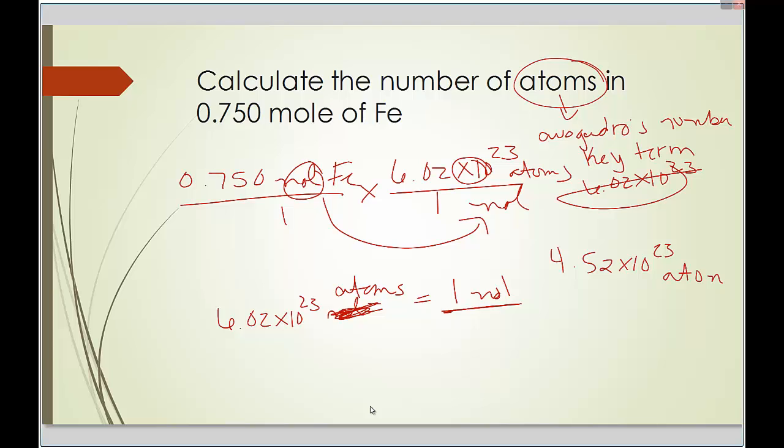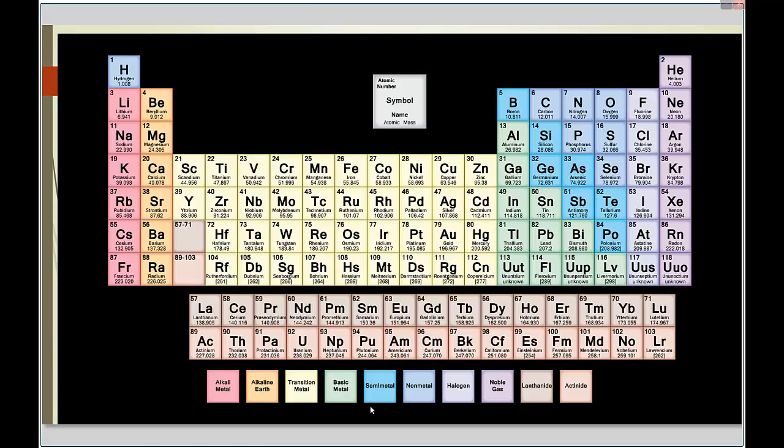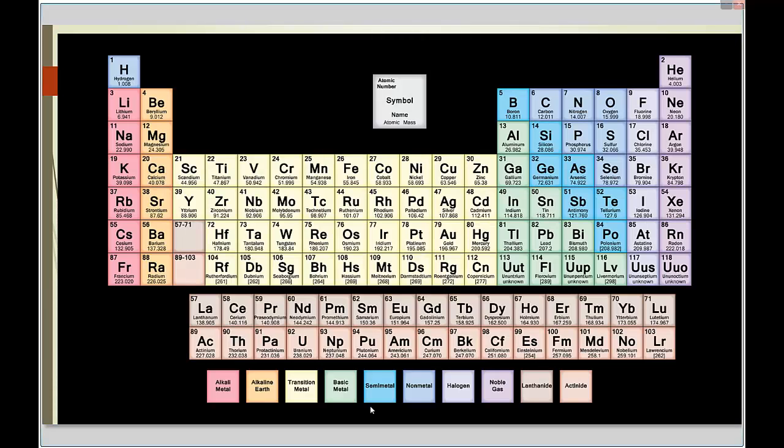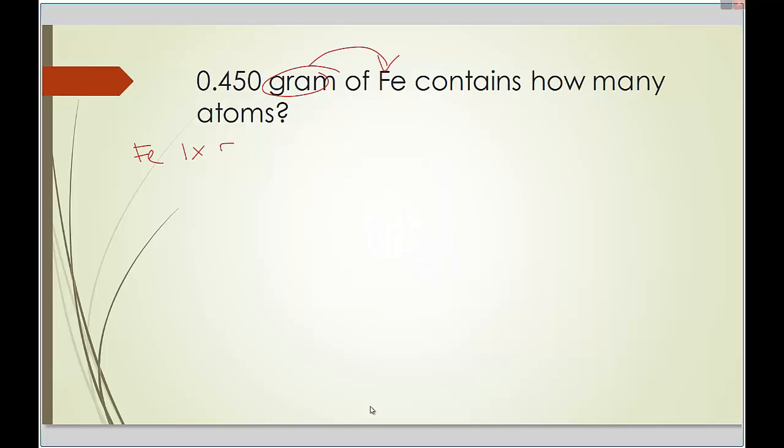Finally, our last example is we're going to combine those two sets of key terms. We have grams, which tells me I need to get the molar mass of iron. Iron's all by itself here, so we have 1 times, iron is here, 55.8. And we have the word atoms here, which tells me we're going to use Avogadro's number.